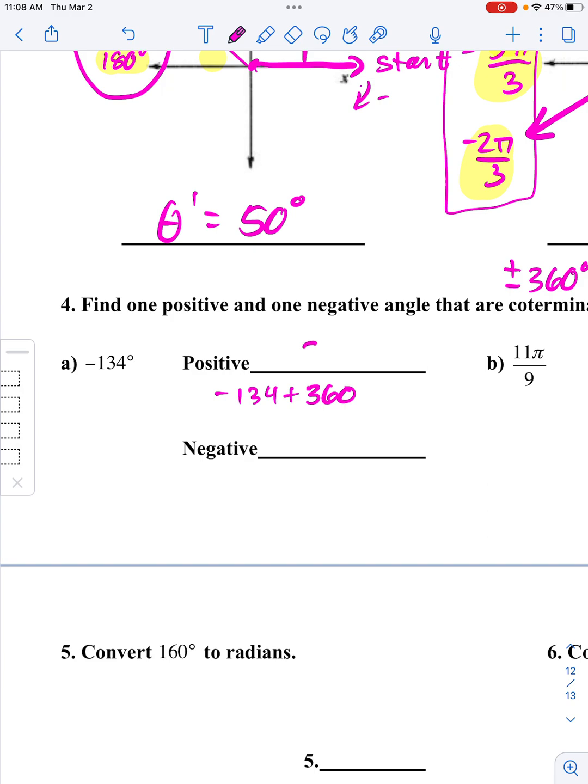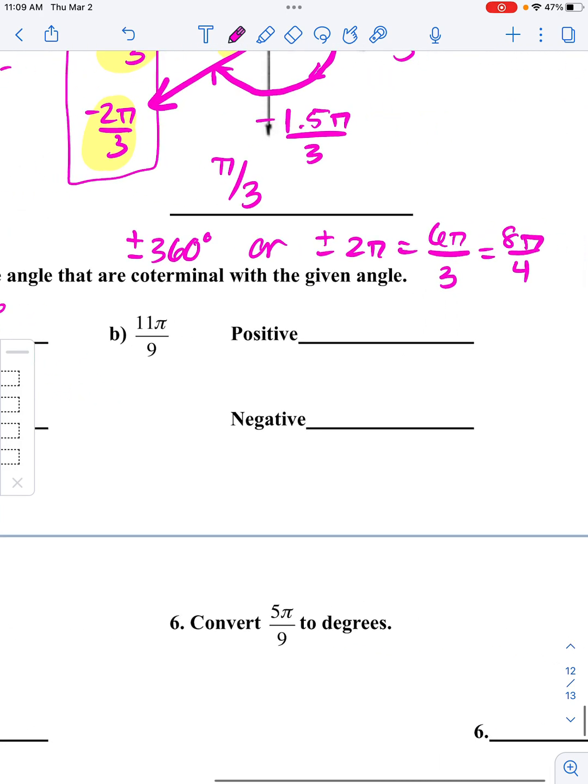And that's going to land me at 226. So those are in the same spot. They just are more trips around the circle. Here I need another negative option, so I'm taking away a trip around the circle from my original. And I'm ending up with negative 494.